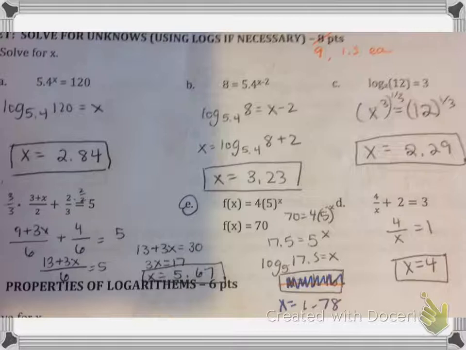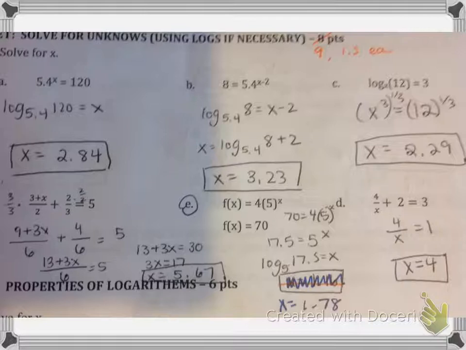For letter E, you have to notice that I gave you 2 equations. They were both equal to f of x, meaning I could do a little substitution and get this 70 up here. So then I ended up with 70 equals 4 times 5 to the x power. I divided both sides by 4 to get 17.5 equals 5 to the x power. Then I turned that into log form and got log base 5 of 17.5 equals x. Punched that in my calculator to get x equals 1.78. That was the answer to E.